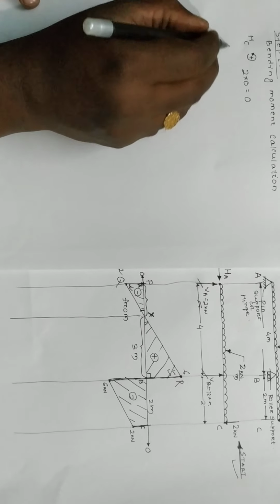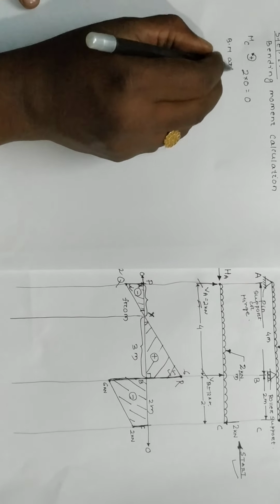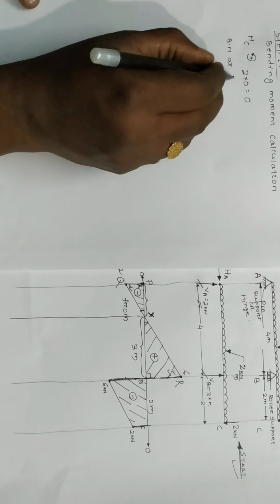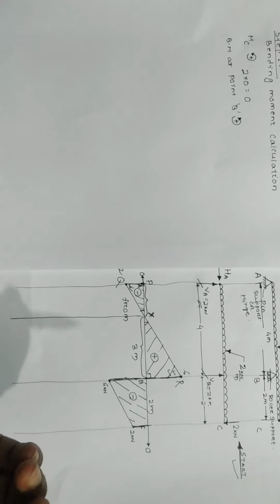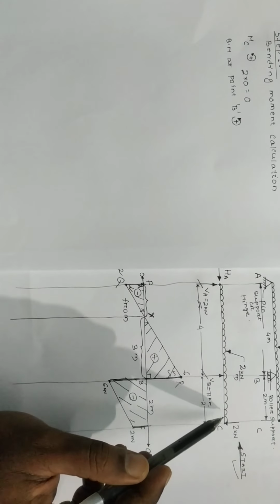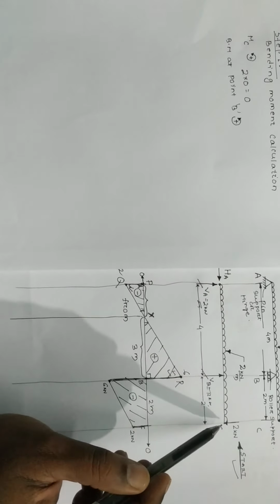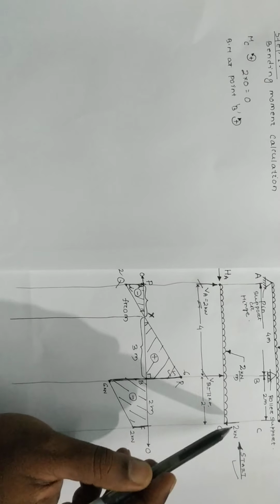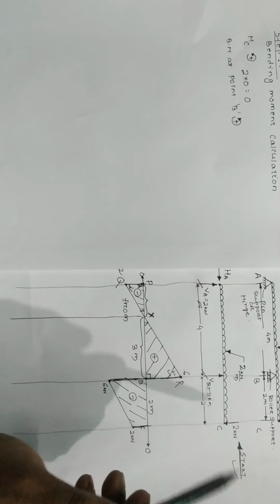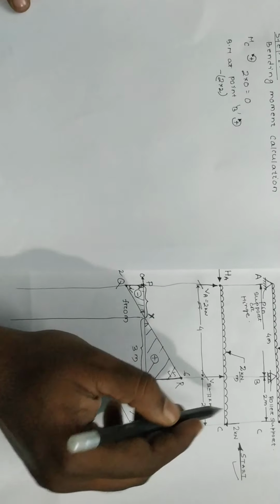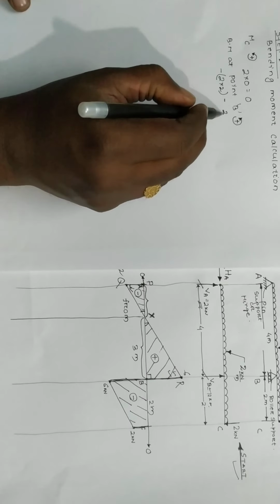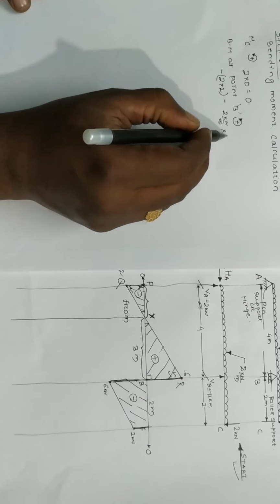Then bending moment at point B. Again the sign convention, counterclockwise moment is taken as positive. So what are the forces? One is the 2 kilonewton, another is the UDL. Due to this 2 kilonewton vertically downward force, what will be the sense of the moment? It will be clockwise, clearly seen. So it will be minus 2 into 2, and due to this UDL again it is minus, so this will be minus 2 kilonewton per meter spread over the length 2 meter.